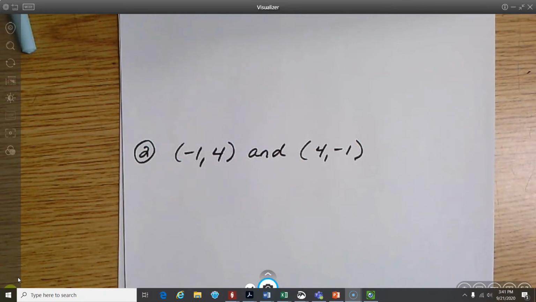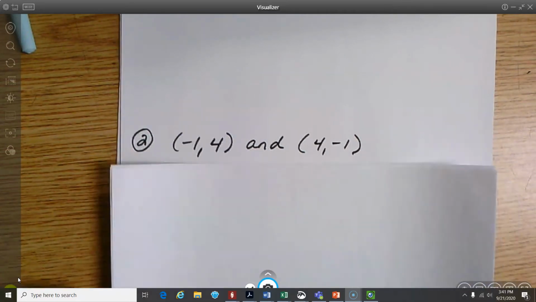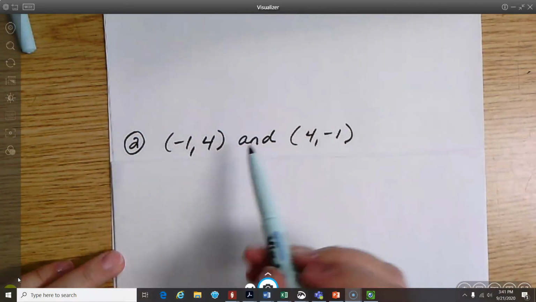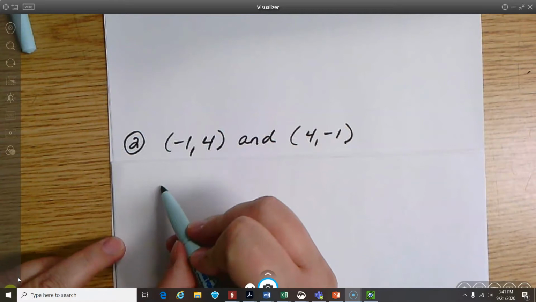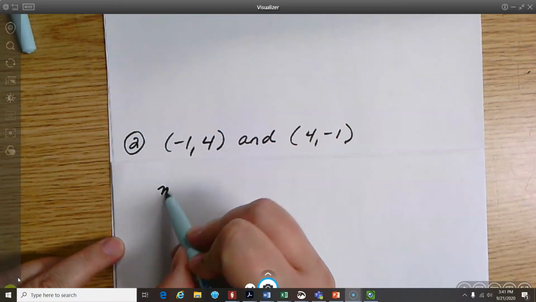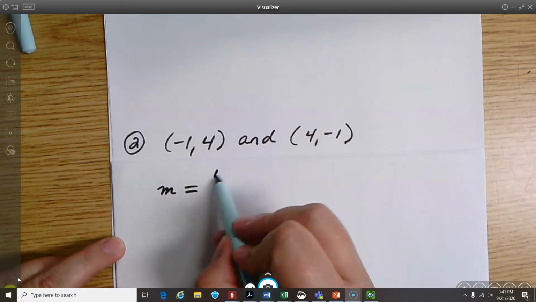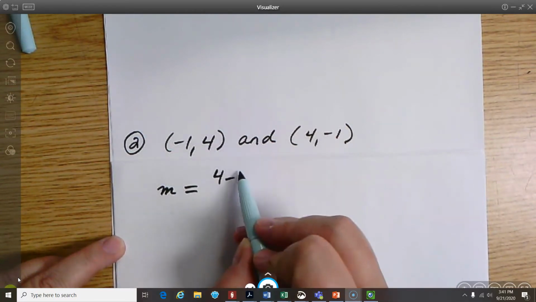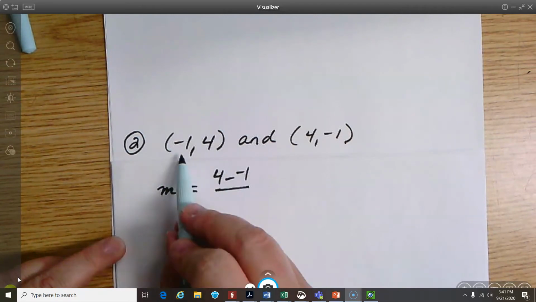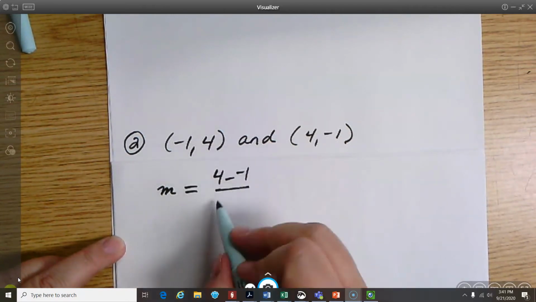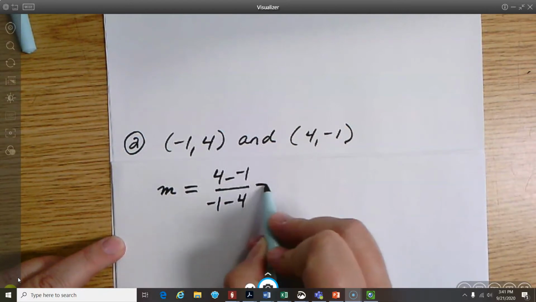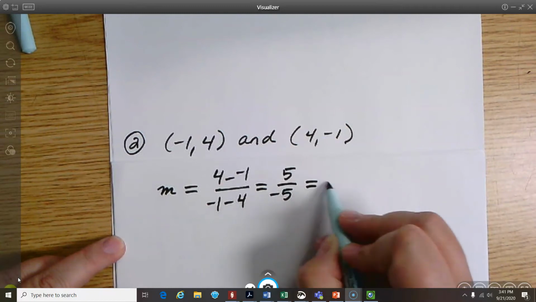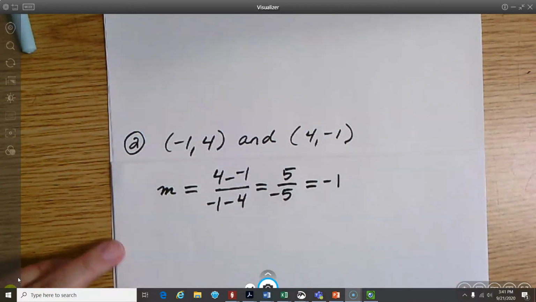This one I'm going to do a little bit differently. First thing, same thing: I'm going to find the slope first. That's always going to be the thing I find first when I have 2 points. So let's go ahead and find the slope. It's the difference between the y's. So I'm going to start with this one this time. 4 minus a -1 over -1 minus 4. The y's are always on top. So that gives me 5 on top and -5 on the bottom. And my slope is -1.